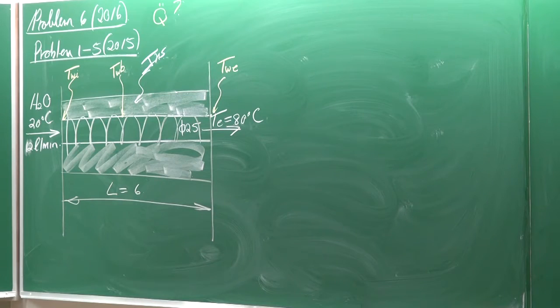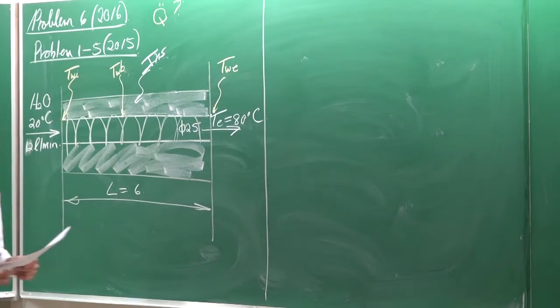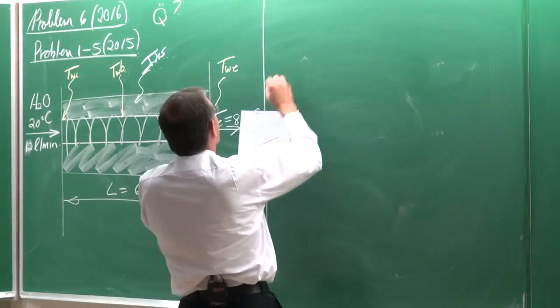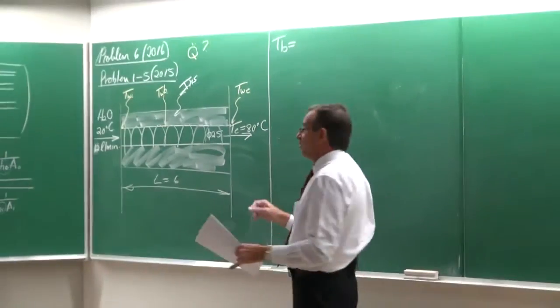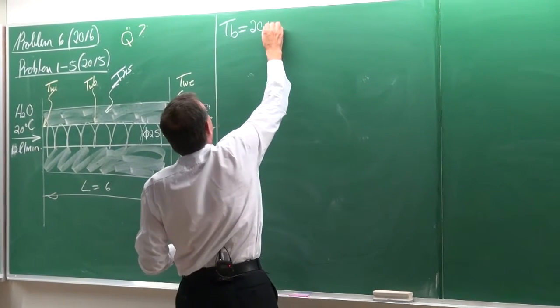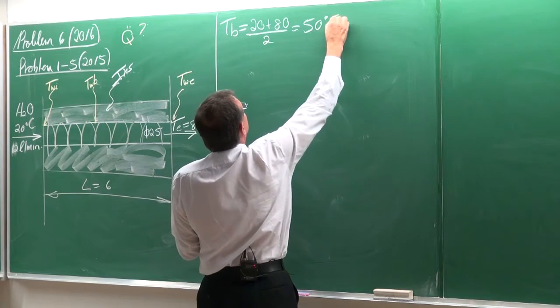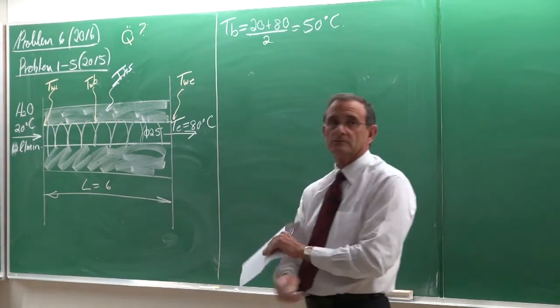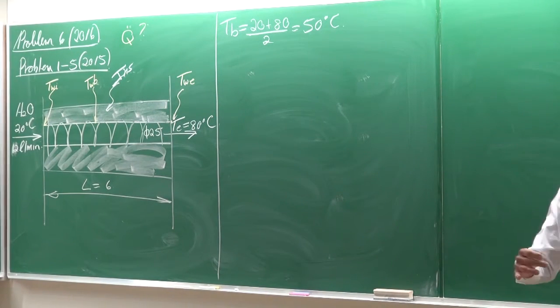Now, as you know by now, one of the simplest places to start these types of problems is to get the properties of the fluid that we are working with. In this case it is very easy because we can get it at the bulk temperature. The bulk temperature would be the inlet temperature and the outlet temperature, 20 plus 80 divided by 2, so that would be at a temperature of 50 degrees Celsius. So the bulk temperature is 50 degrees Celsius of the water.